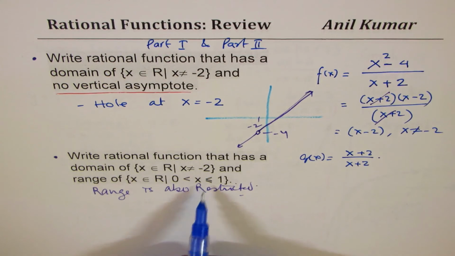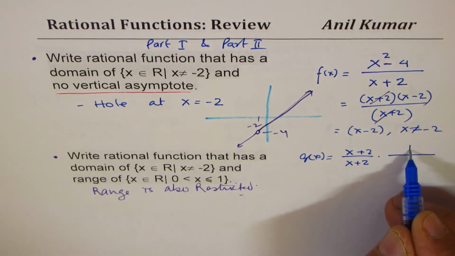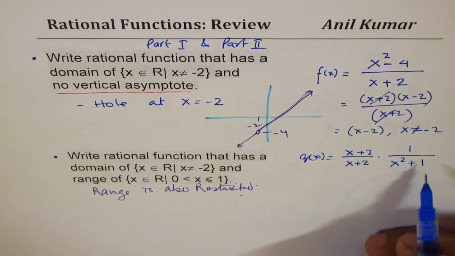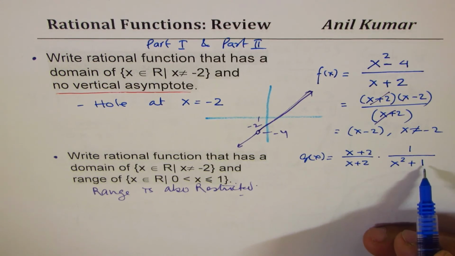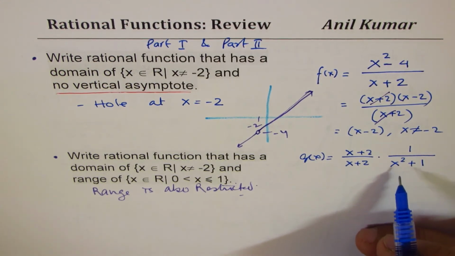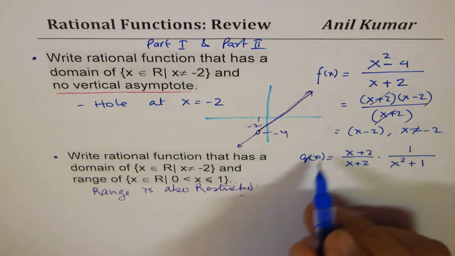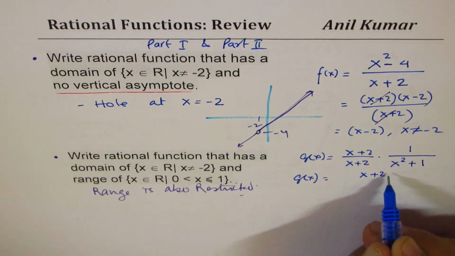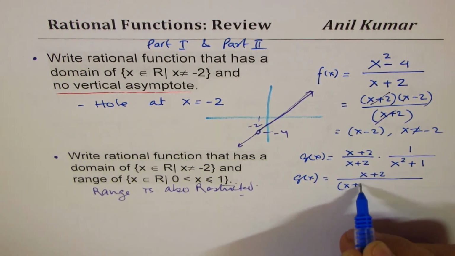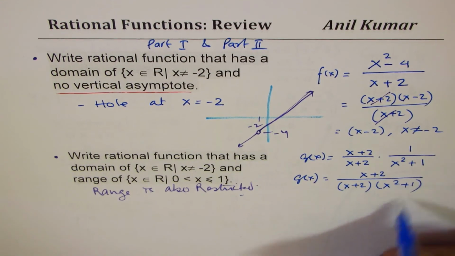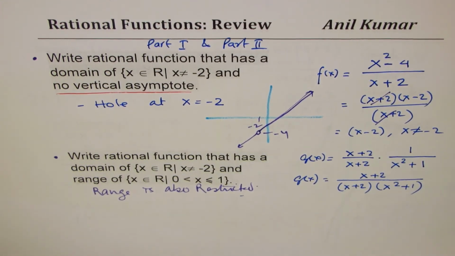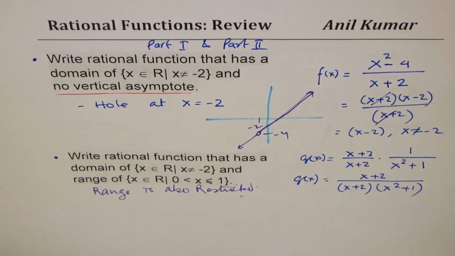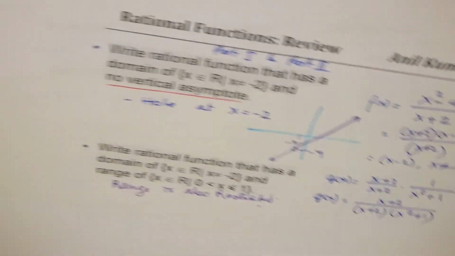And to figure out the next one, we could have the reciprocal of x squared plus 1. Do you see that? So here if x is 0, we do get a value of 1. But if x is large, it is approaching 0, right? So the function is this. Do you see that? So you could write g of x equals (x plus 2) over (x plus 2) times (x squared plus 1). So that is how you're going to solve this particular question. I hope it makes sense, right? Now, okay, so we already did that part.